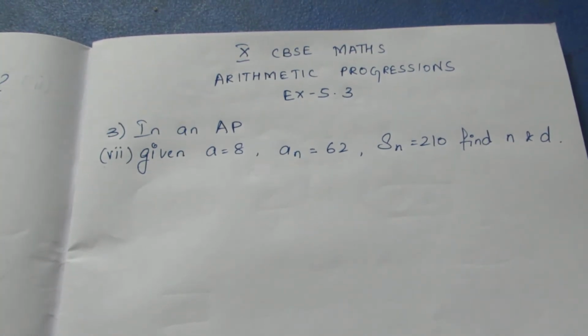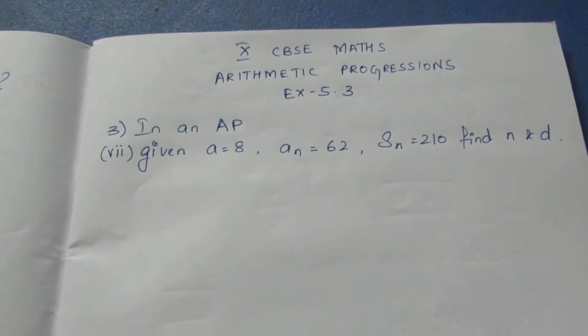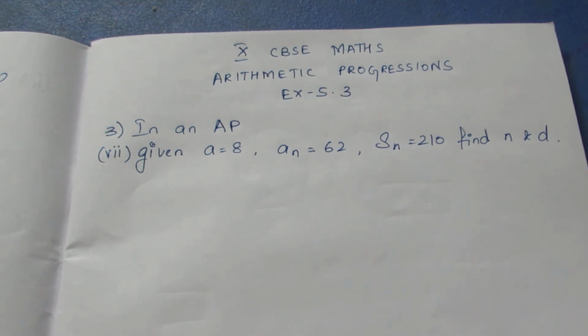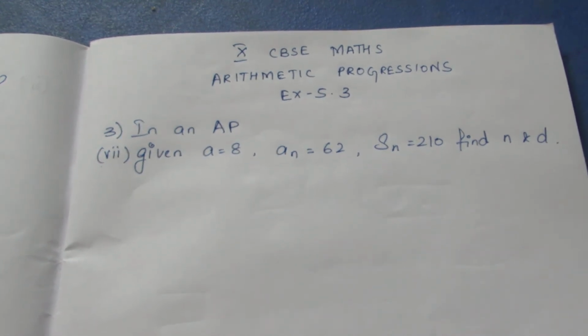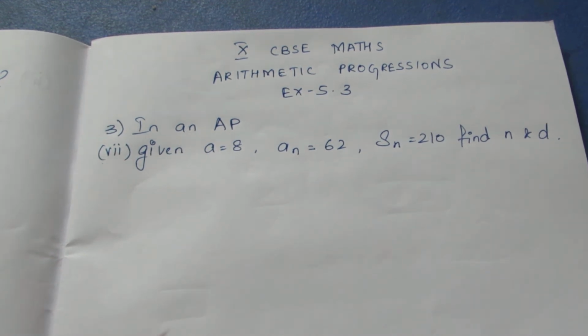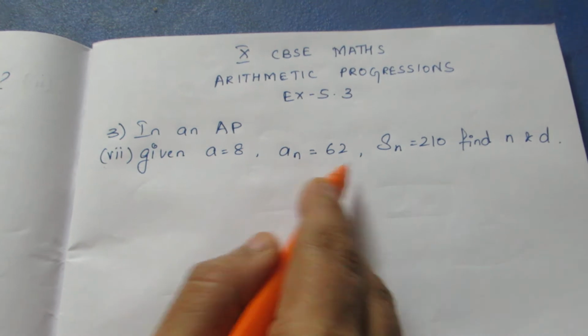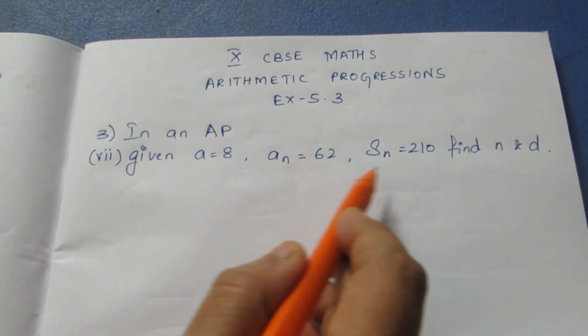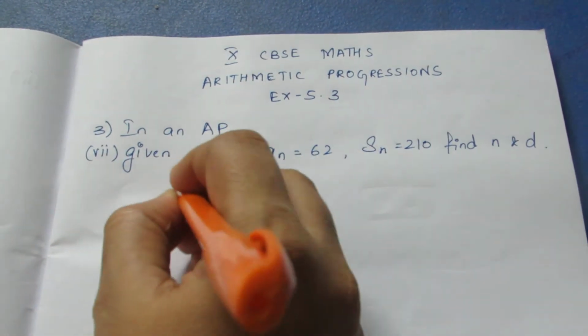Today we are going to see 10 CBSE Maths Arithmetic Progression Exercise 5.3. In that third sum, 7 subdivision, let's see the question. In an AP, given a equal to 8, an equal to 62 and Sn equal to 210, we need to find n and d. Here an and Sn are in the formula. So we just substitute the formula for an and Sn.